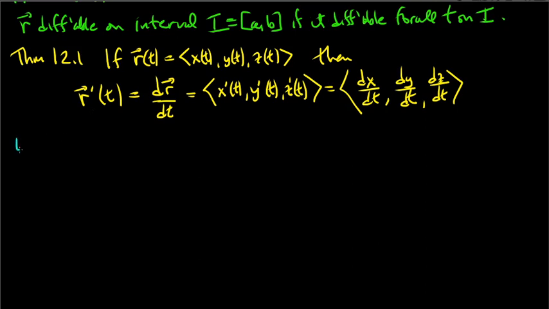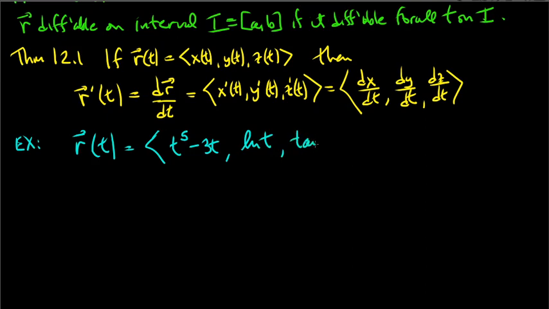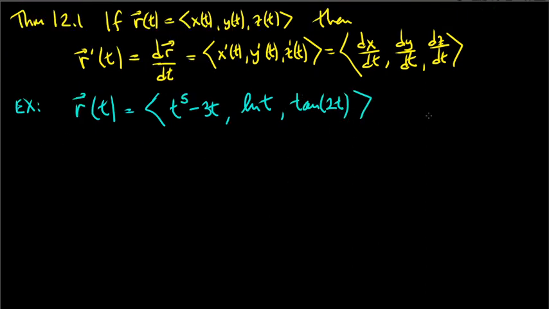In fact, let's just do a very quick example here. Suppose r of t is given by t to the 5th power minus 3t for x, then let's say y is the natural log of t, and then let's say z is, I don't know, tangent of 2t. Something exotic like that. All right, so that's our vector valued function.